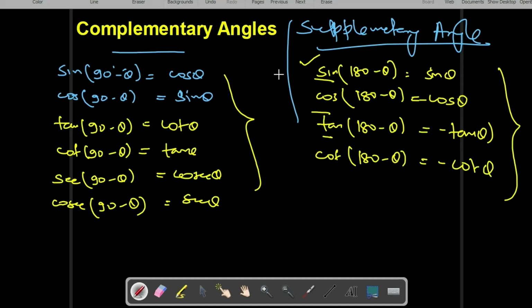So this is how we can find the complementary or supplementary angles. Sine 90 minus theta will be cos theta. If there is a sine 180 minus theta, then there will be sine theta. So that was the difference.